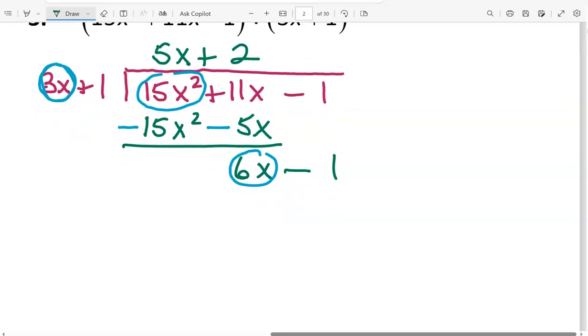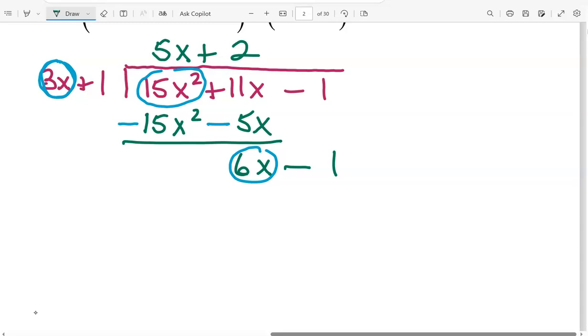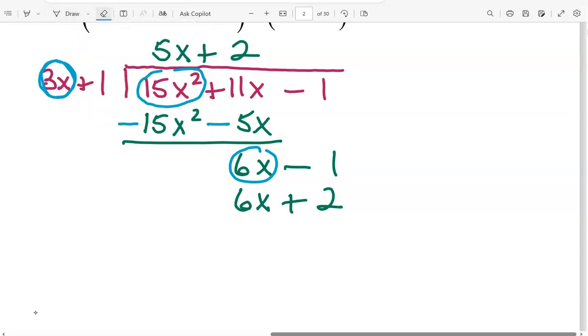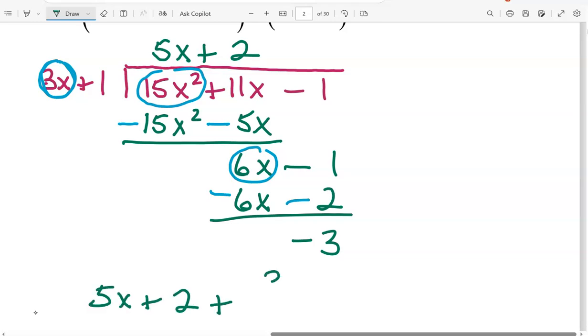Now I'm going to take that 2 and multiply by 3x plus 1. So 2 times 3x is 6x, 2 times 1 is 2. So instead of subtracting at this point, I'm going to change the signs. So I'm going to change this one to minus, and this one also to minus. Now, adding like terms, we get a -3 remainder, so that means that the result of this long division is 5x plus 2 plus the -3 remainder divided by the divisor of 3x plus 1.